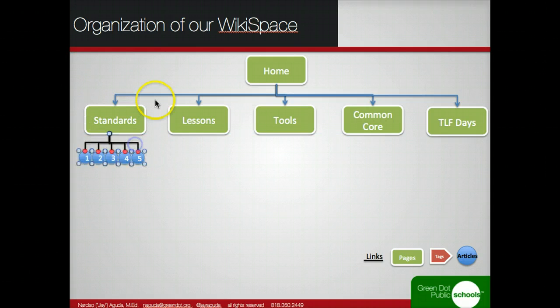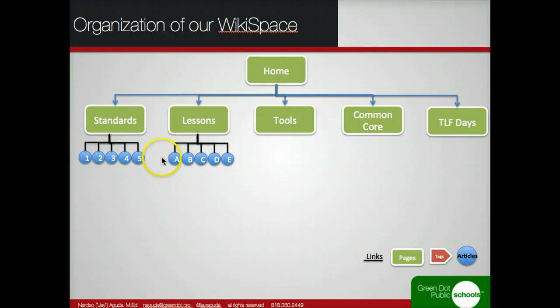So if I click on the standards, I can view every one of our standards. And there's 5 standards of our Green Dot standards. And then if I click on lessons, then I'll have a repository of a bunch of articles. That's what the blue circles are, articles. I'm only showing 5 here, but let's say we have 100 articles when we complete this at the end of this year.